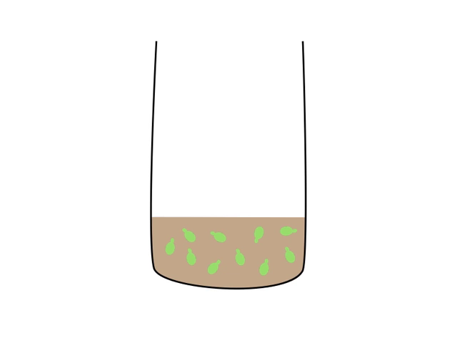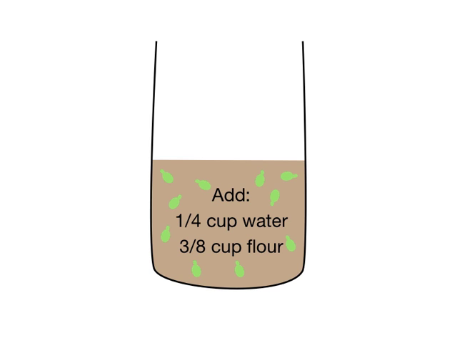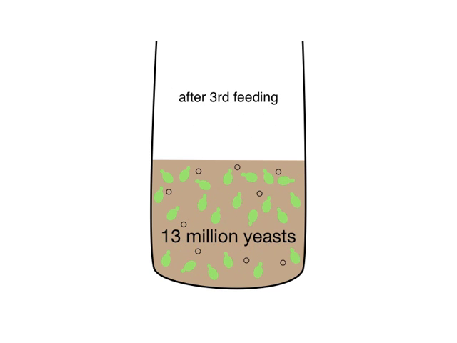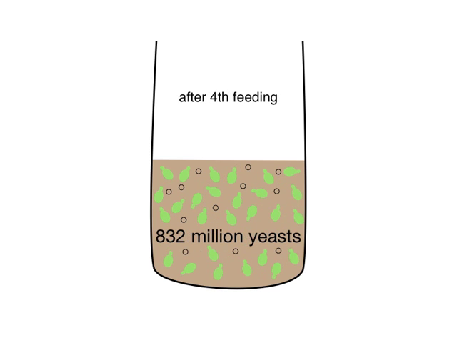Okay, so we add 1/4 cup of water and 3/8 cup of whole wheat flour, and you know the rest of the routine. Mix vigorously, scrape down the sides, cover loosely, put it in a warm place. We allow another 12-hour period of rest. And after the third 12-hour period, we will have over 13 million organisms in our starter. After the fourth feeding, we will have 832 million organisms.